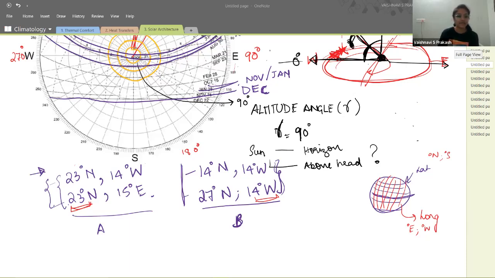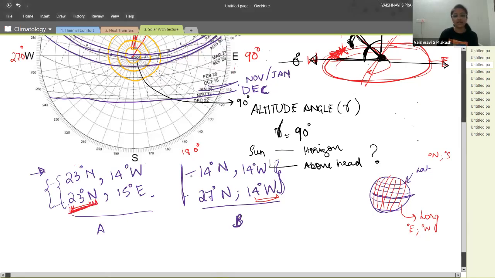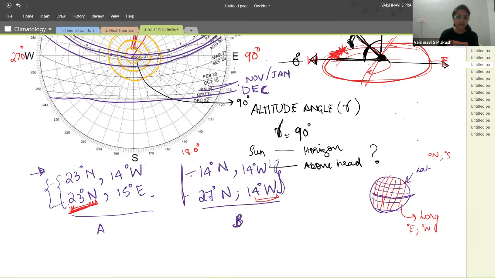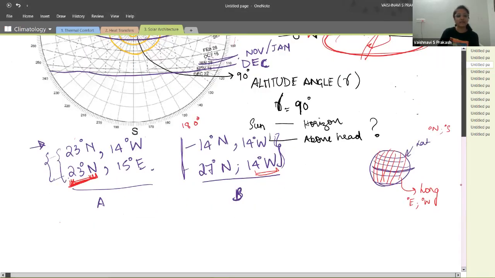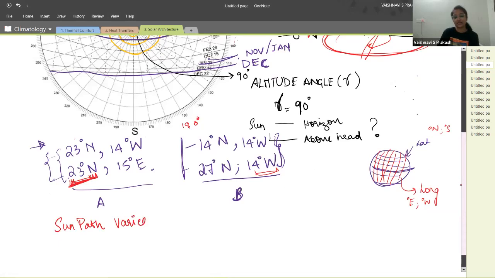Lavanya says A. That is, the sun path diagram for the same latitude will have the same sun path. Actually, the sun path diagram varies with the latitude.